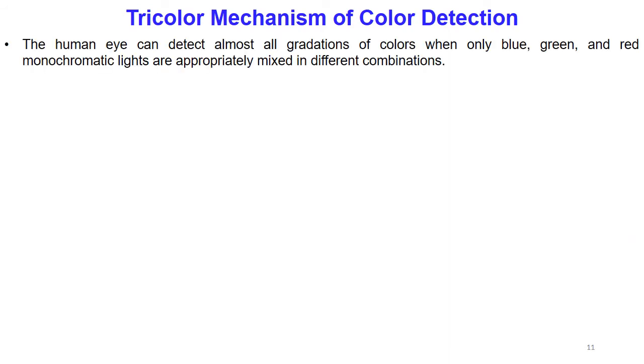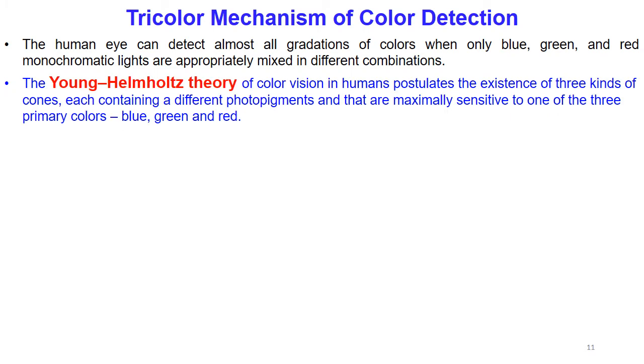The human eye can detect almost all the gradation of colors when only blue, green and red monochromatic lights are appropriately mixed in different combinations. This trichromatic theory of color detection was proposed by Young-Helmholtz, and they postulated the existence of three kinds of cones, each containing a different photopigment and maximally sensitive to one of the three primary colors: blue, green, and red.